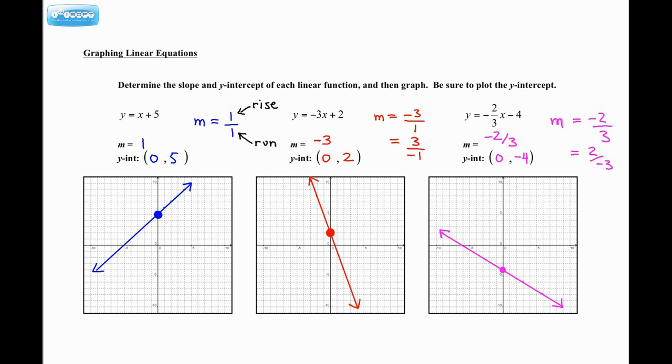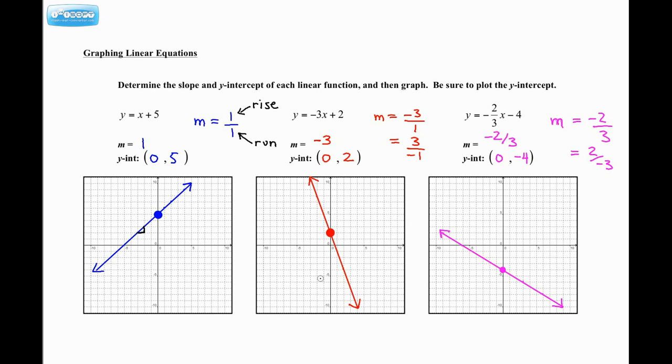Right. So the only thing I'm going to add to these drawings is we know that for the first one, the slope was 1 over 1. Okay, so that means I can draw a little right triangle here, kind of like what we did before when we were counting squares. You can see I have a run of 1 and I have a rise of 1.